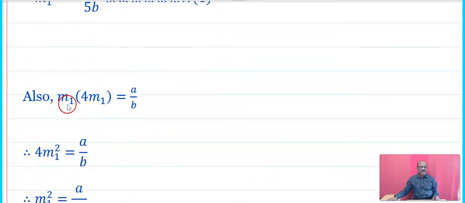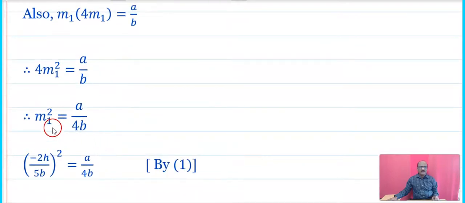Again, the product of the slopes means what? m1 into m2. m1 into, but m2 is 4m1, and that is equal to a/b. And what about their product? Their product is 4m1² equal to a/b. Therefore m1² is equal to a/4b.